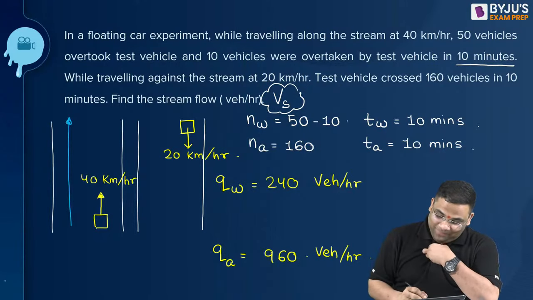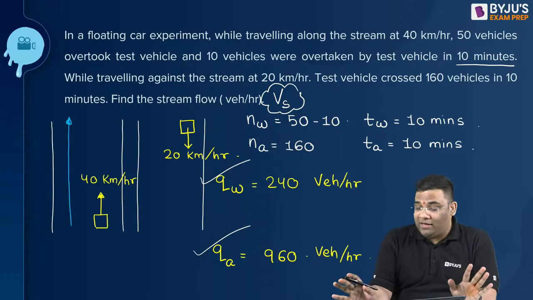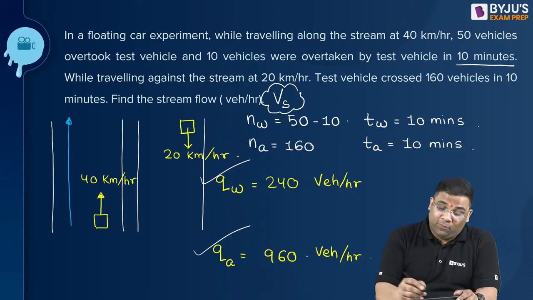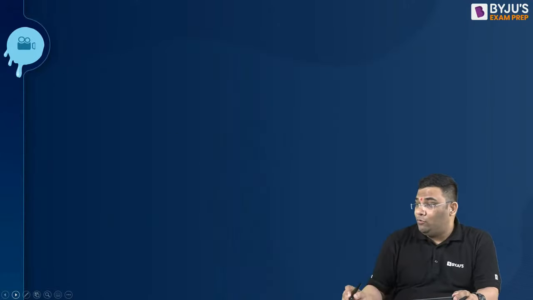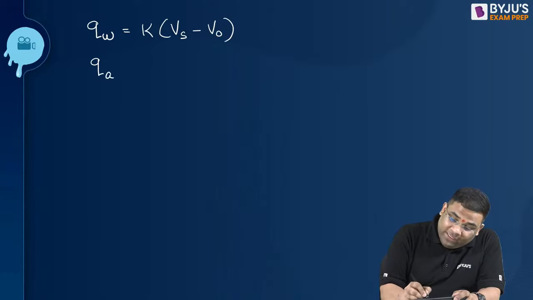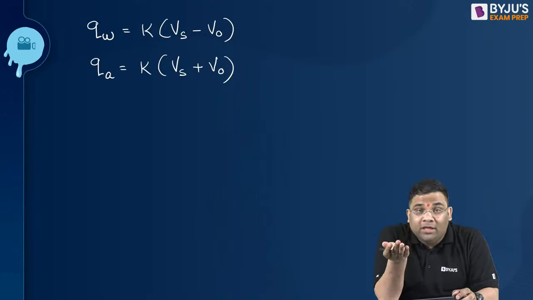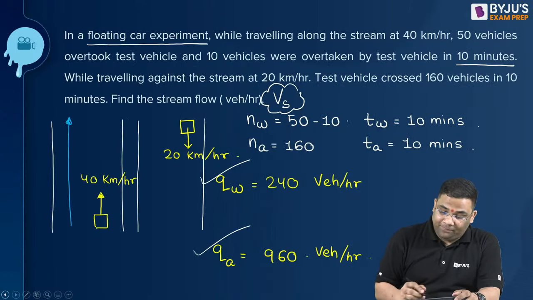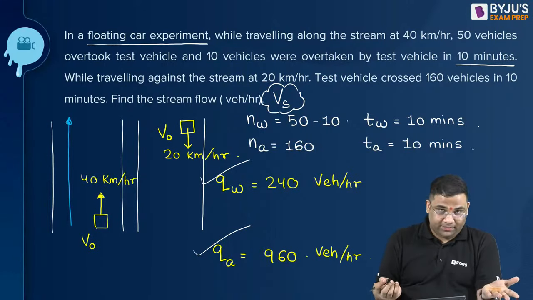So 240 and 960. Everybody understood how we are calculating QW and QA from this floating car experiment? Yes. Now, once we get this QW and QA, we will do some fast calculation. QW is equal to K into VS minus V naught, and QA is equal to K into VS plus V naught. Now, this observer velocity can be different while you are traveling with or against. This is the V naught when we are traveling with, and this is the V naught when we are traveling against. It might be different.